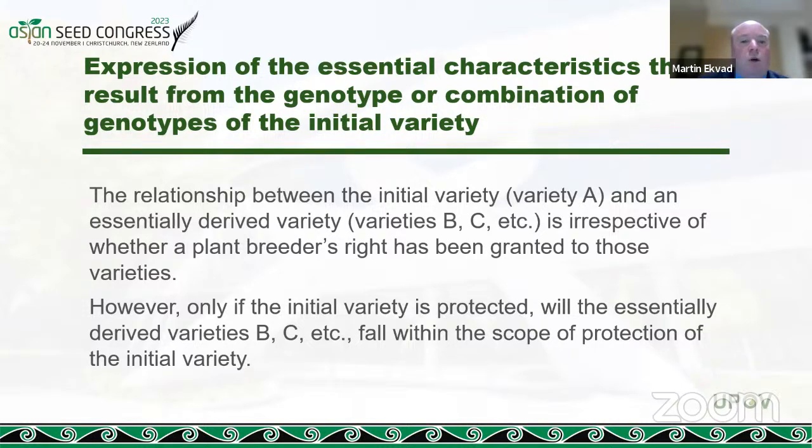So to go on, the relationship between the initial variety, variety A, and an essentially derived variety, for instance B or C, is irrespective of whether a plant variety right has been granted to those varieties. And that is what I mentioned before as well. However, only if the initial variety is protected will the essentially derived varieties B, C fall within the scope of protection of the initial variety. So that has been clearly stated as well in the explanatory notes. We can go to the next slide.